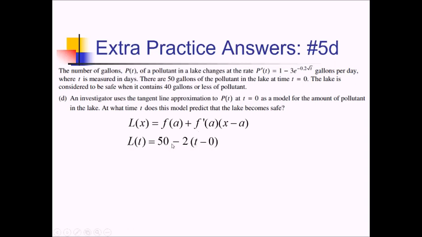So this is our tangent line approximation formula. We want to know at what time the lake becomes safe. So at what time does this equal 40 gallons? So we're going to set this whole thing equal to 40. And if I set this equal to 40, subtract 50, we've got negative 10. Divide by negative 2, that gives us t equals 5. So at 5 days, apparently this lake is safe to swim in.